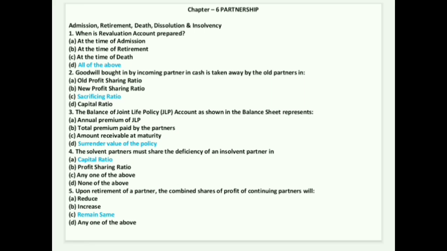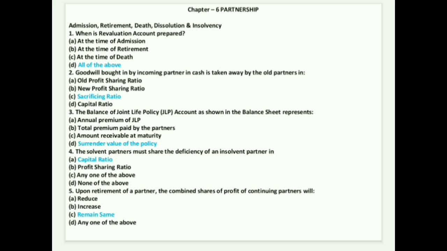Question number 4. The solvent partner must share the deficiency of an insolvent partner in: capital ratio, profit share ratio, any of the above, none of the above. So the answer will be capital ratio for the solvent partners.